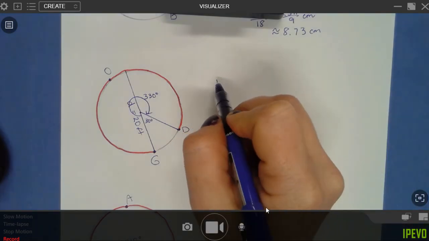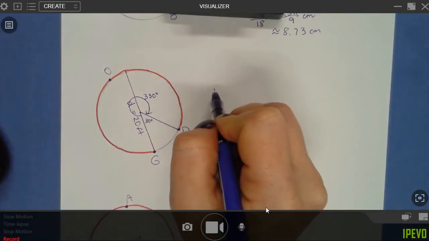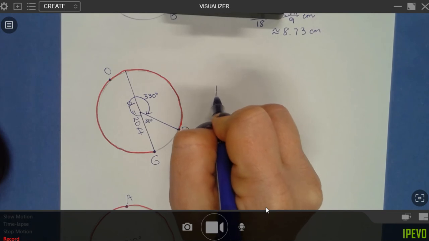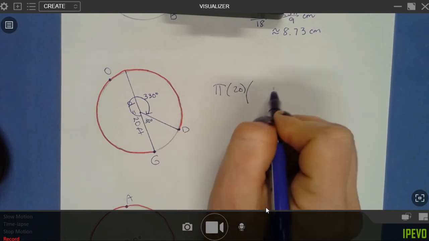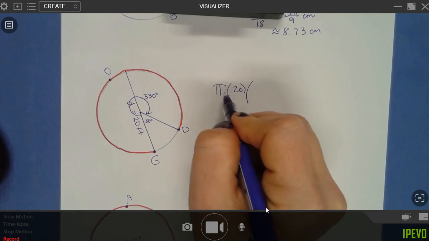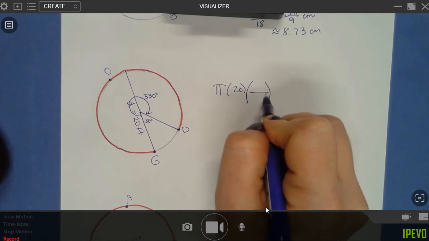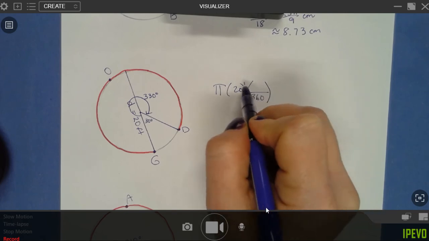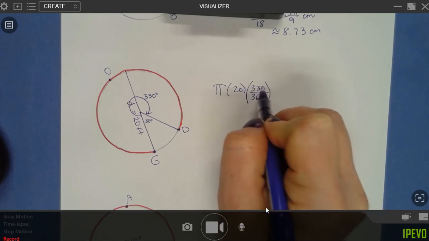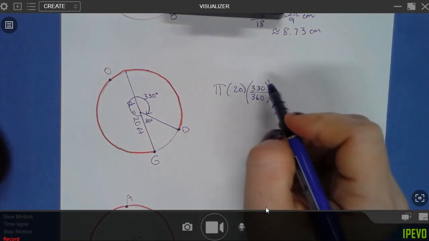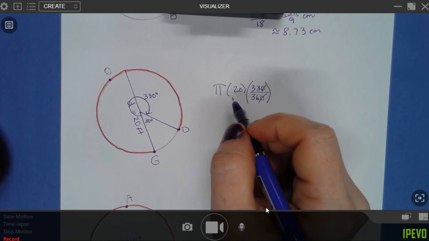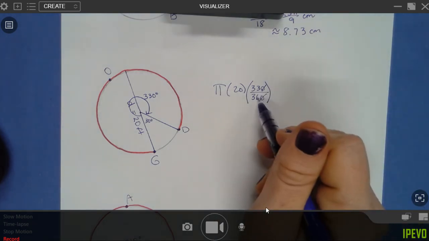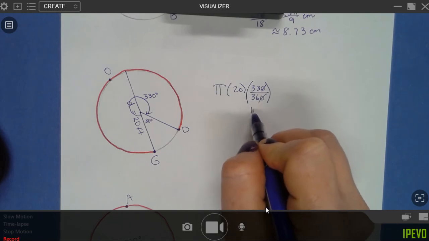And since I have diameter, why don't I use the pi times diameter formula? So pi times the diameter of 20, and then that's the entire circumference. Now I tell it the portion that I want. 360 is the whole thing, and I want 330 of that 360. Again, I can cancel the 10s. So now I have 36 and 33. 3 goes into both of those. I can reduce that to be 11/12.